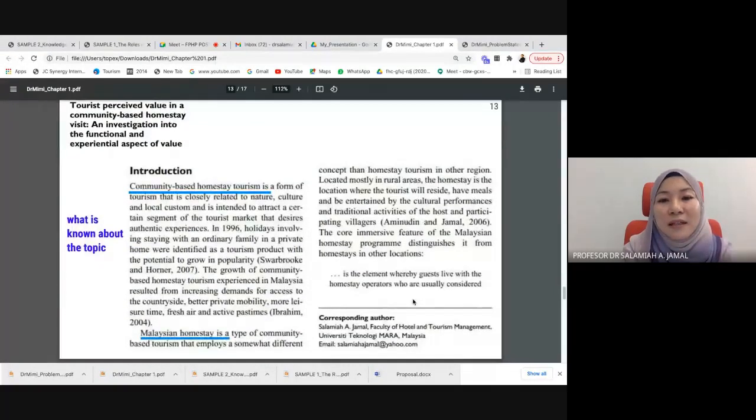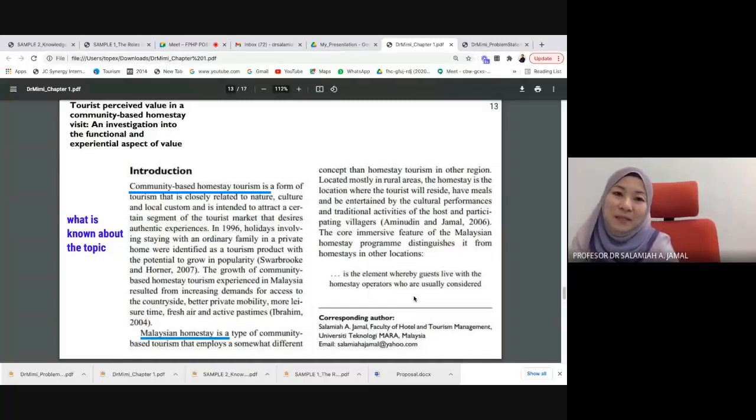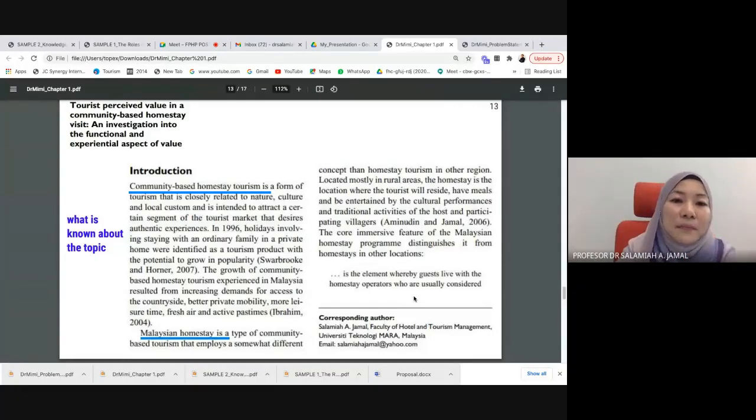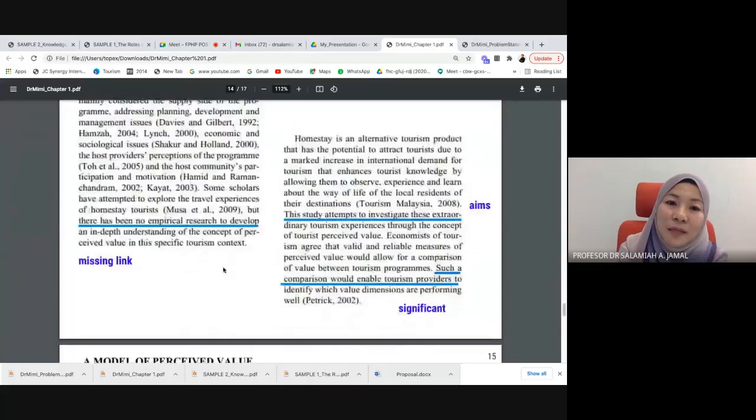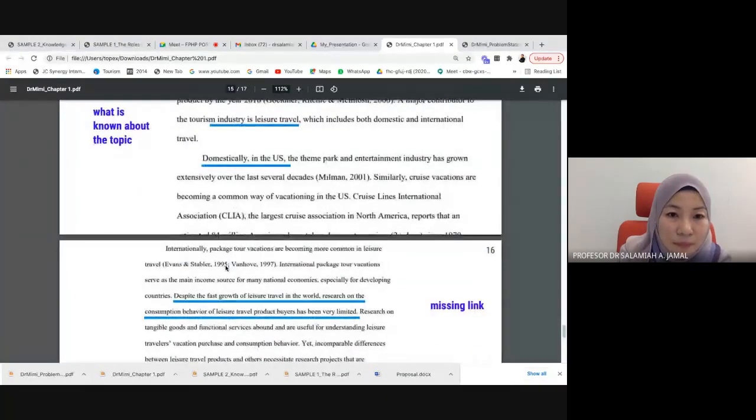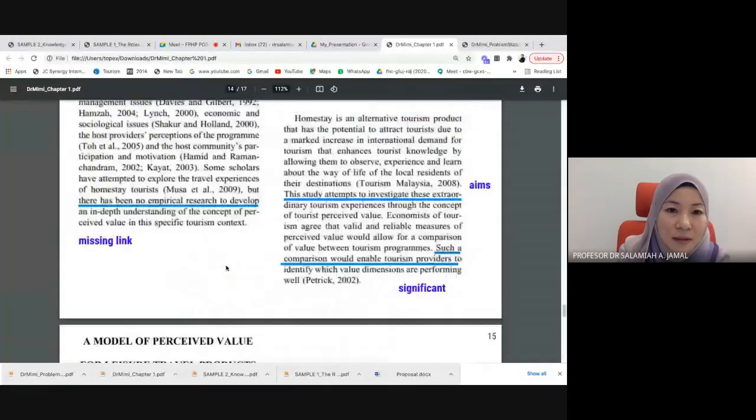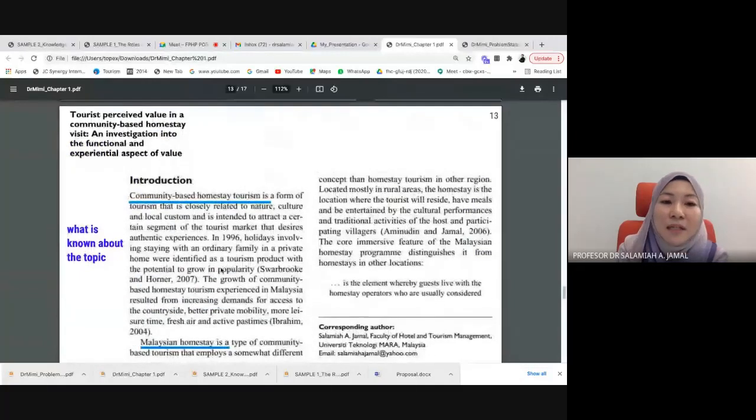Okay, this is again some sample or specimen of background of study. This is a snapshot from a journal. So don't look at this title, introduction. This is how I want to show the background of the study. Point number one: what is known about the topic?